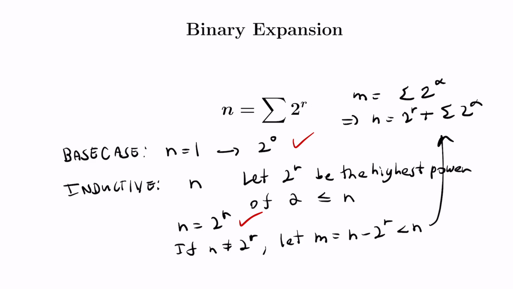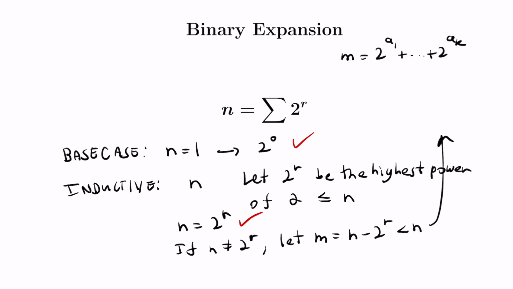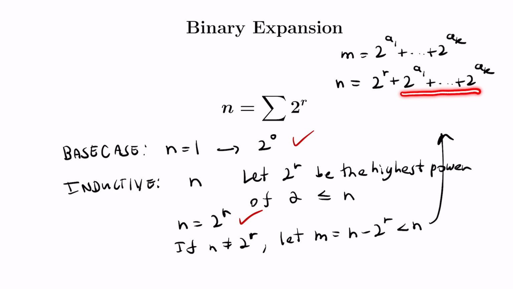Now, instead of writing this as an arbitrary 2 to the alpha type thing, what we want to do is be careful because we need to know that all of these summands are actually distinct, and we don't know that yet. So let's be careful and write m as an explicit sum of powers of 2 and analyze the situation. So let's say m is 2 to the a1 plus 2 to the a2, etc., up to 2 to the a sub k. Then n is 2 to the r plus all of the stuff that we had before. Okay, we know that this is a sum consisting of distinct powers of 2 by induction.